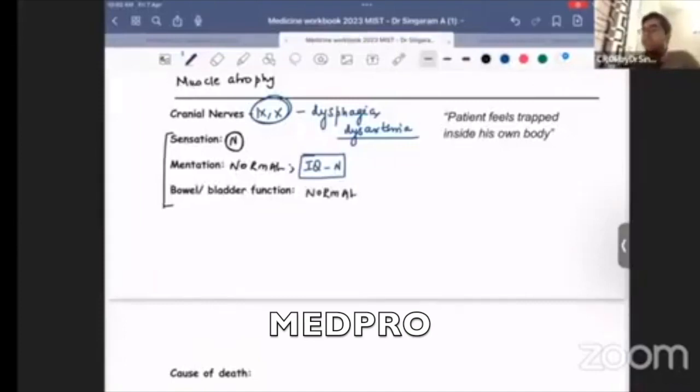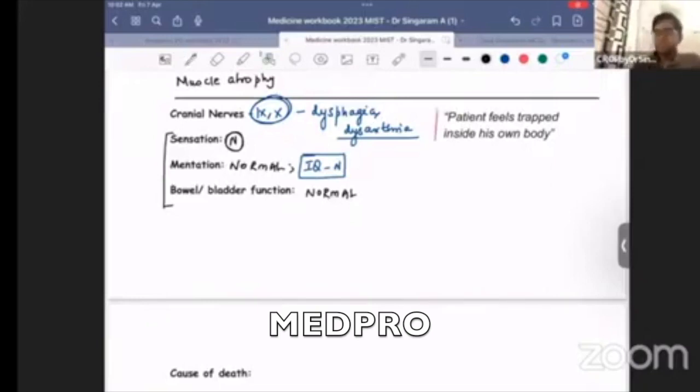So what is the point I'm trying to tell you? The patient cannot move his upper limbs and lower limbs at all, but he will be very, very aware of what is all happening around him. He will not be able to move around by himself because his limbs are paralyzed. But sensation will be normal, his thinking will be normal, everything else will be normal. That is a classical description.